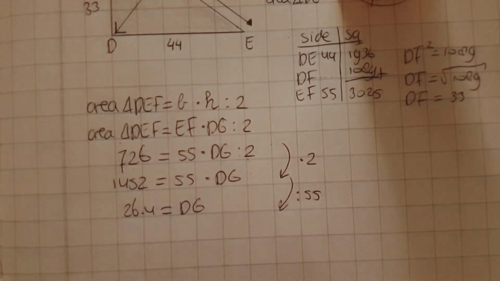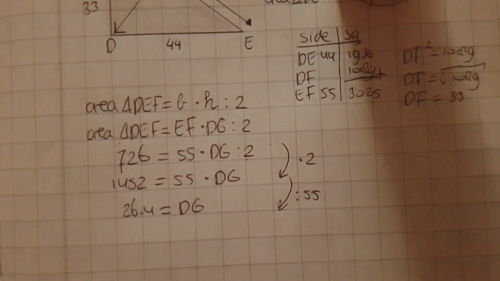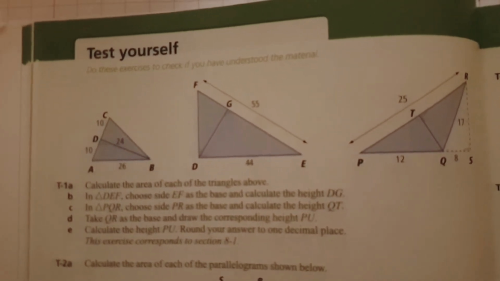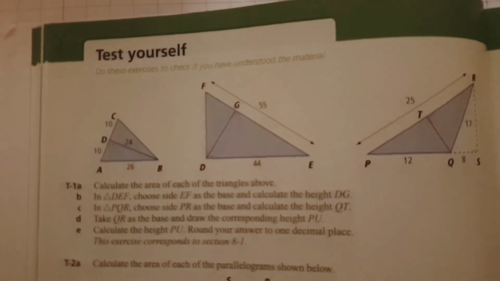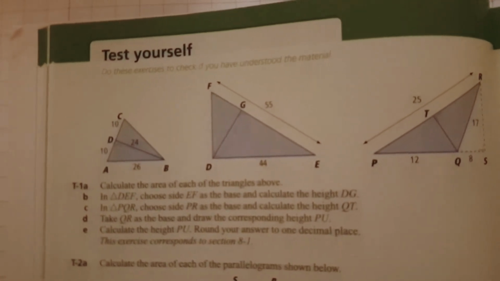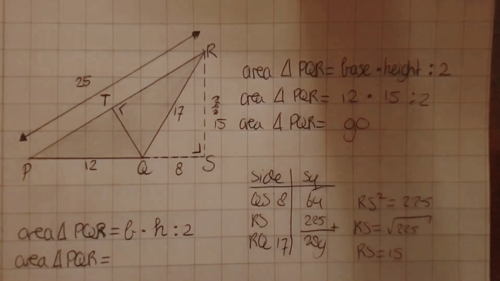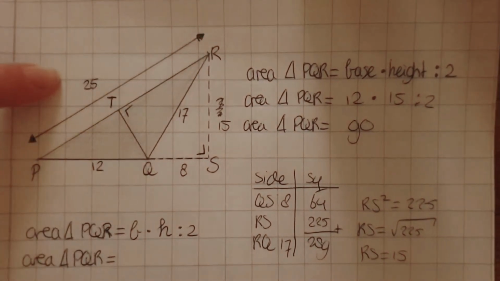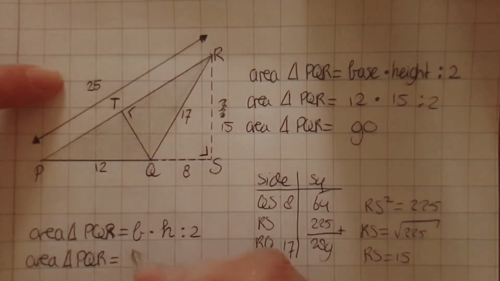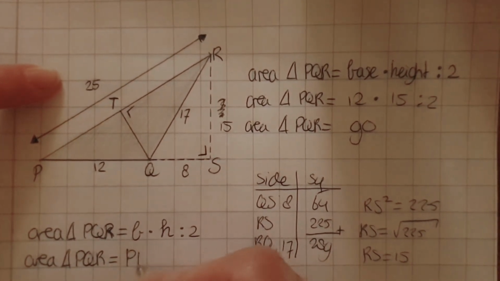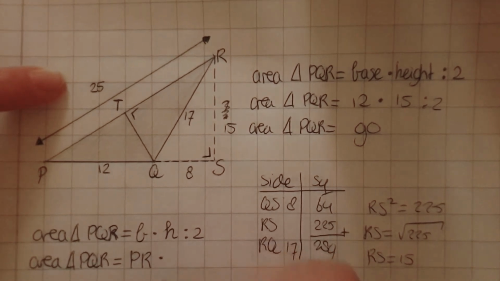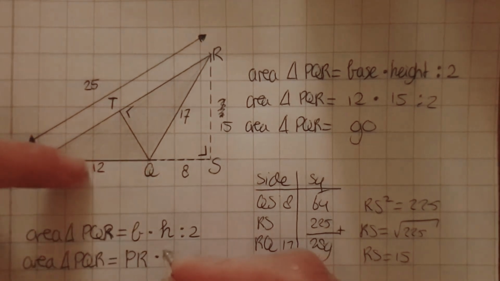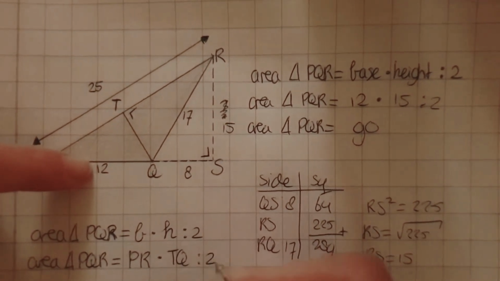So that means that DG is 26.4. In exercise T1C, it says, In triangle PQR, choose side PR as the base and calculate the height QT. Okay, now I have to take PR as the base. So PR is this side, which is 25, is the base. So I'm going to write that down here, PR. And now I have to do that times the corresponding height. There's a 90 degrees sign here, so TQ is the corresponding height, TQ divided by 2.